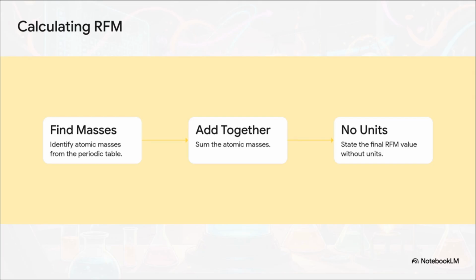And third, the absolutely crucial point here is that we leave our final answer of 58.5 completely dimensionless. Do not add a grams or grams per mole tag here. Adding units to this specific answer is a guaranteed way to lose marks, because as we just established, relative formula mass is just a ratio.